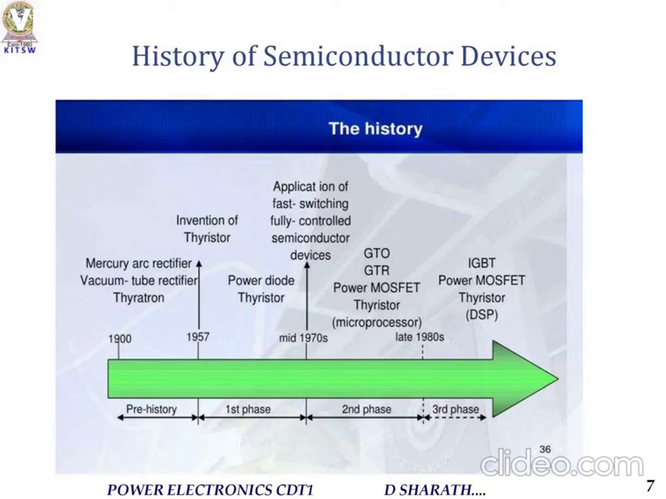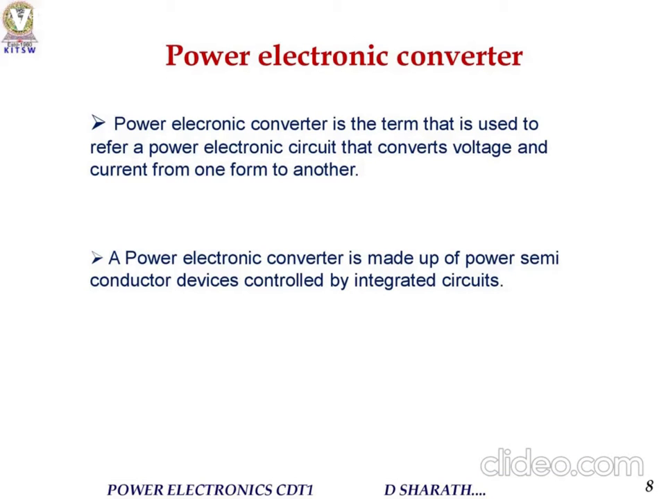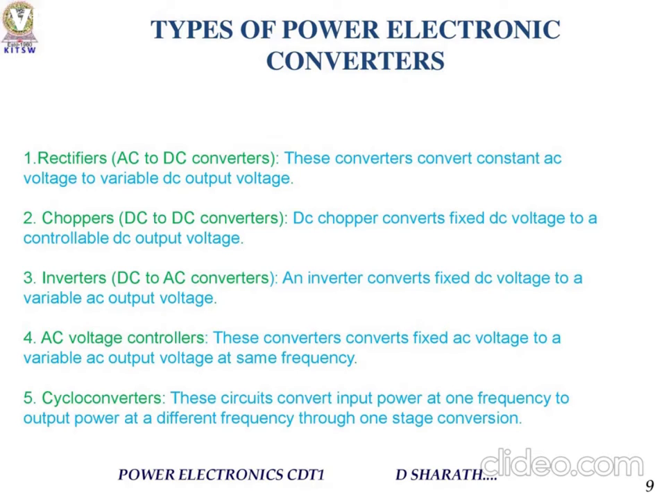So coming to the history of semiconductor devices, in 1900, vacuum tubes were used. After that, in 1957, there was the invention of thyristors. And next, we get the power diode and thyristor. And finally, it has come to new technology, that is DSP, digital signal processing, where we use IGBTs, power MOSFETs, and thyristors. So, our first topic is the power electronic converter. A power electronic converter is a term used to refer to a power electronic circuit that converts voltage and current from one form to another form. It is made up of semiconductor devices controlled by integrated circuits (ICs).